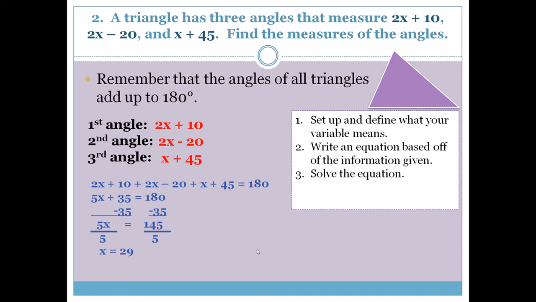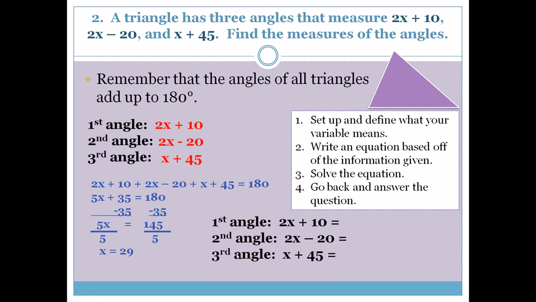So what does that mean? Just because you solved it, you're not done. You have to go back and answer the question. The question is, find the measures of the angles. Well, okay. I got my first, second, and third angle. So if x is 29, I put it right here next to the 2. So 2 times 29, 58, plus 10. I've got a 68.